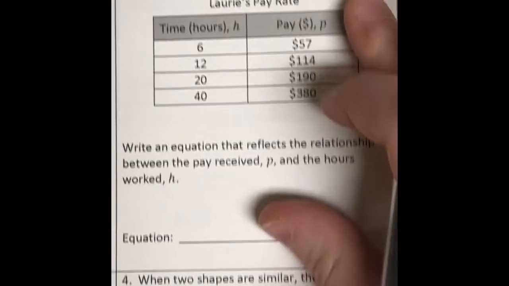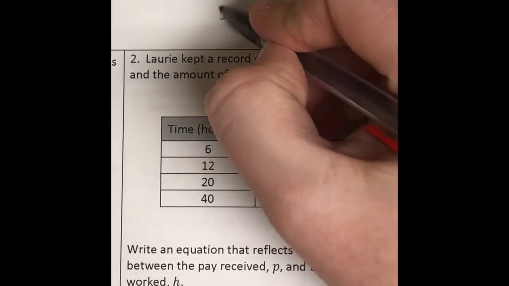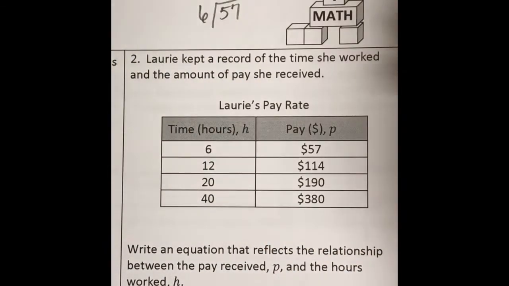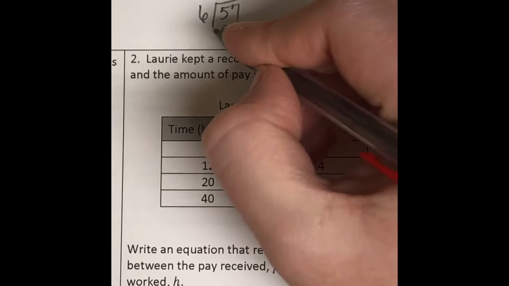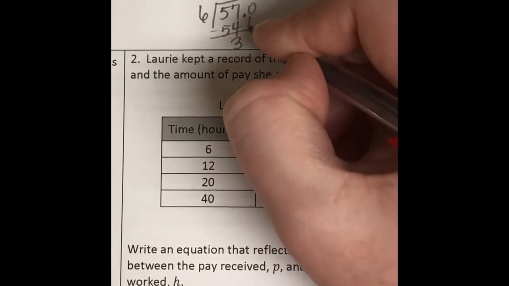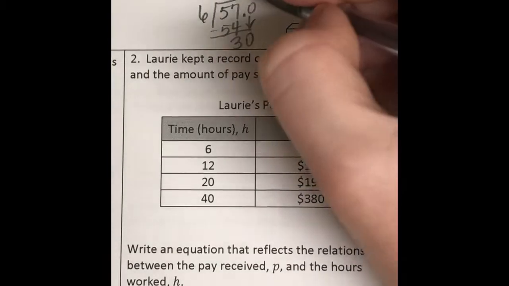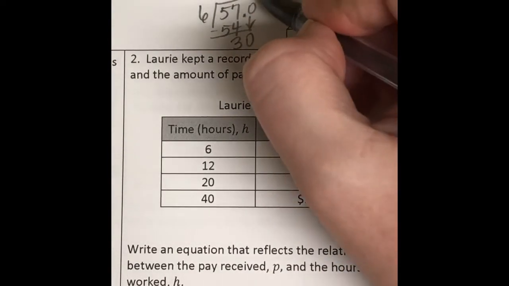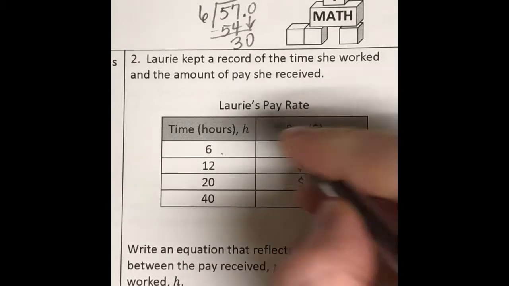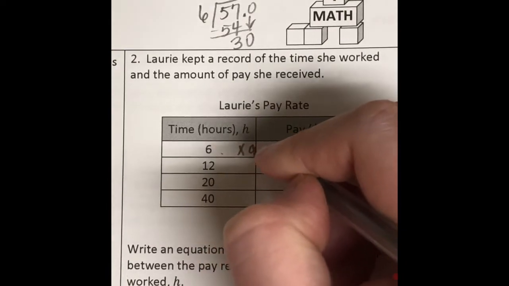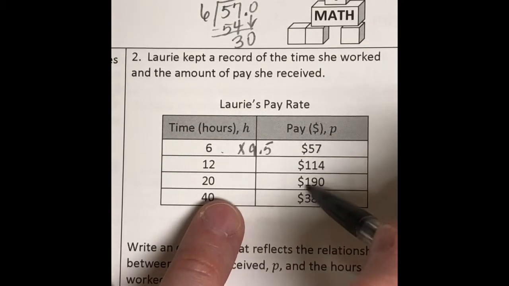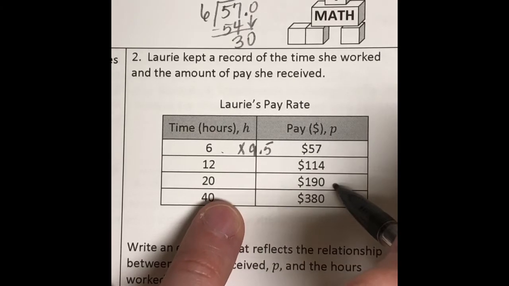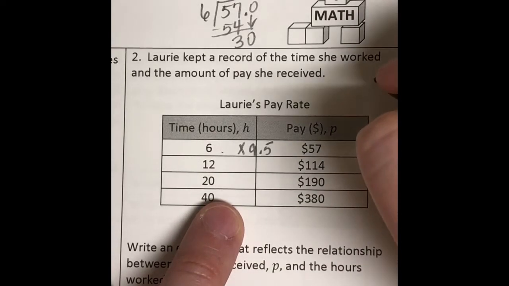What is 57 divided by 6? Well, I know 6 can go into 57 9 times, because that's 54. That leaves me with 3. And I know that 6 can go into 30, forgot to put my decimal, 5 times. So essentially, to go from 6 to 57 is multiplying by 9.5. Well, let's check. Let's jump down to 20. If I do 20 times 9.5 and I get 190, then I'm good. If not, then I did something wrong.